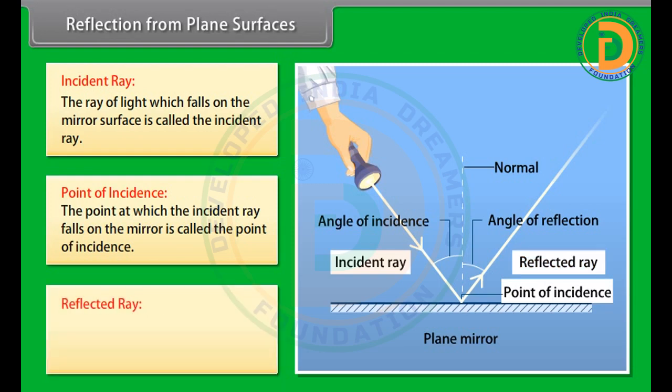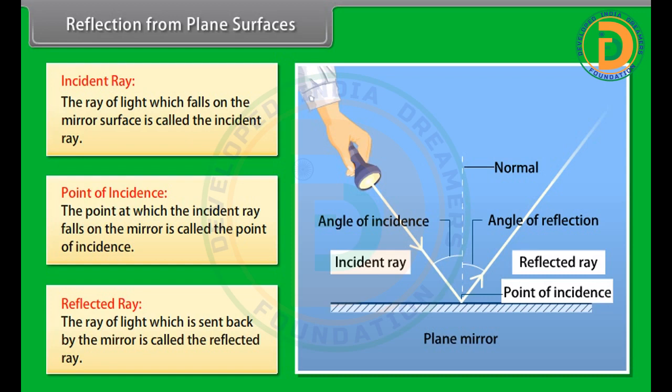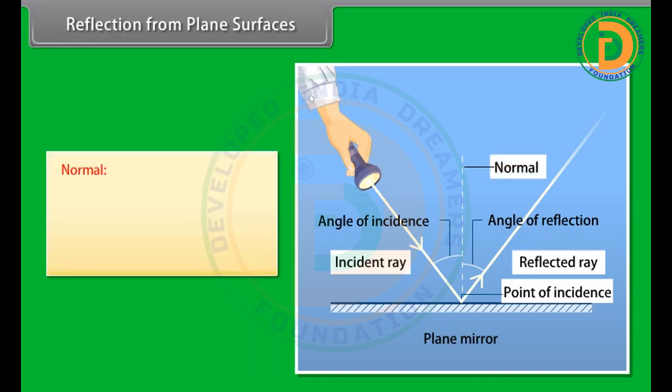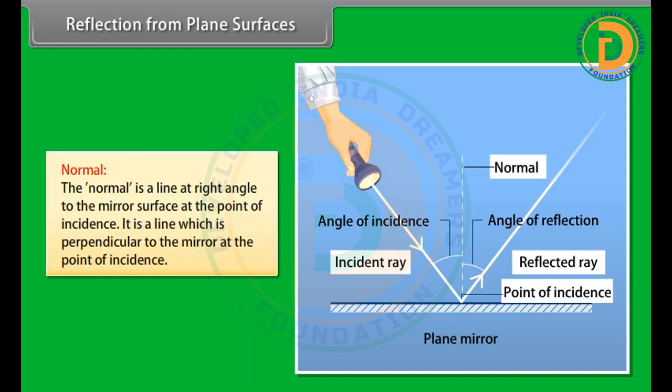Reflected ray. The ray of light which is sent back by the mirror is called the reflected ray. Normal. The normal is a line at right angle to the mirror surface at the point of incidence. It is a line which is perpendicular to the mirror at the point of incidence.